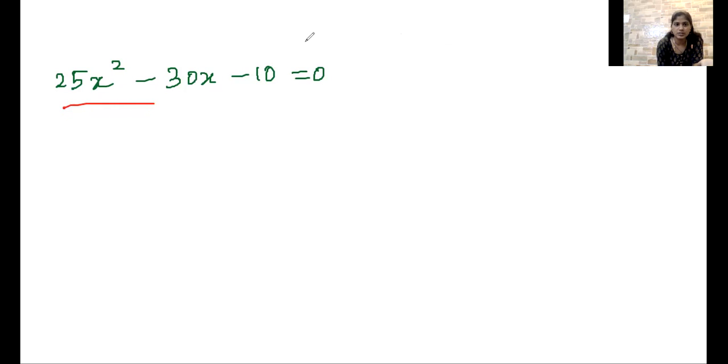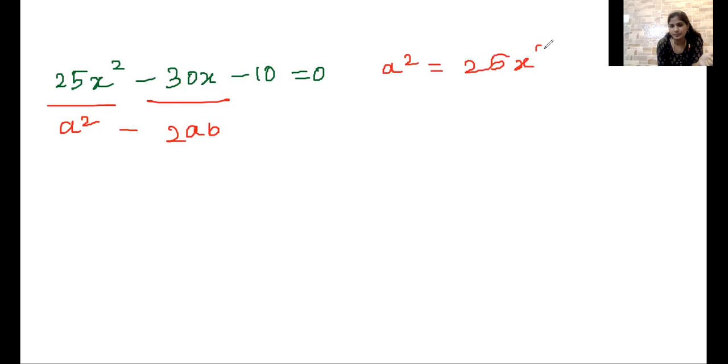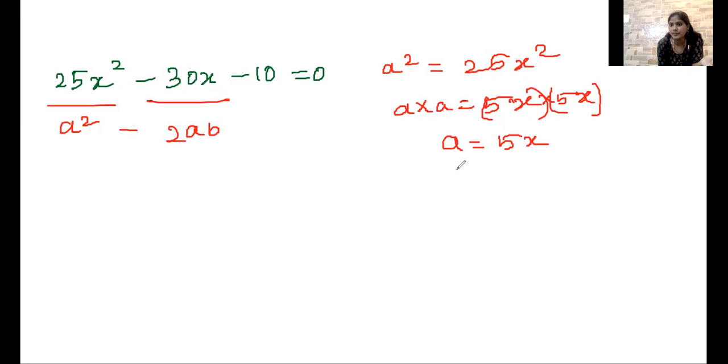The first thing is to assume the first term as a square and the second term as 2ab. And here you do have a negative sign. Just write the negative sign as it is. From this, I'm going to find what is a and what is b. So I can write a square as 25x square. You can rewrite this as a into a. Similarly, this 25x square can be written as 5x times 5x. So from this, I can say the value of a is 5x.